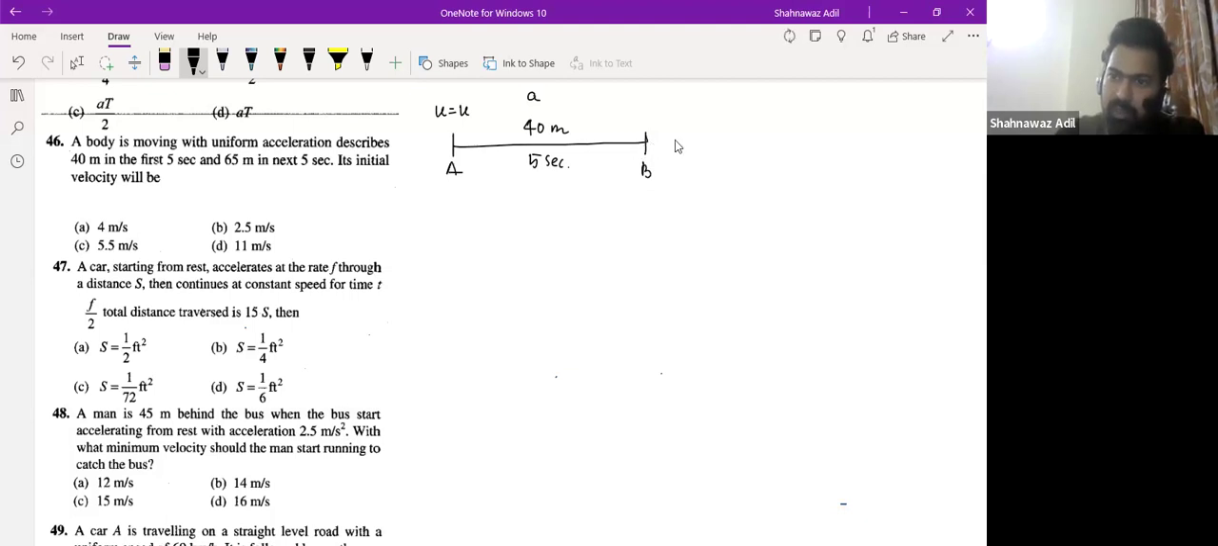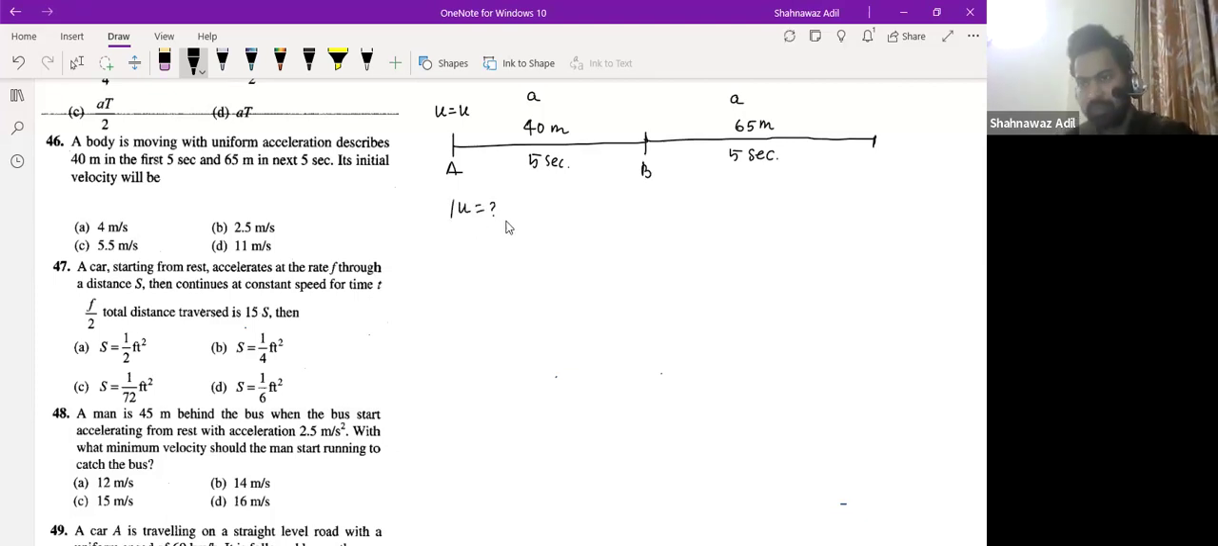And then the body covers the second journey. This journey is 65 meters, right? And again, time is 5 seconds. Acceleration is A, and we have to find out the initial velocity. Right. Is it clear?